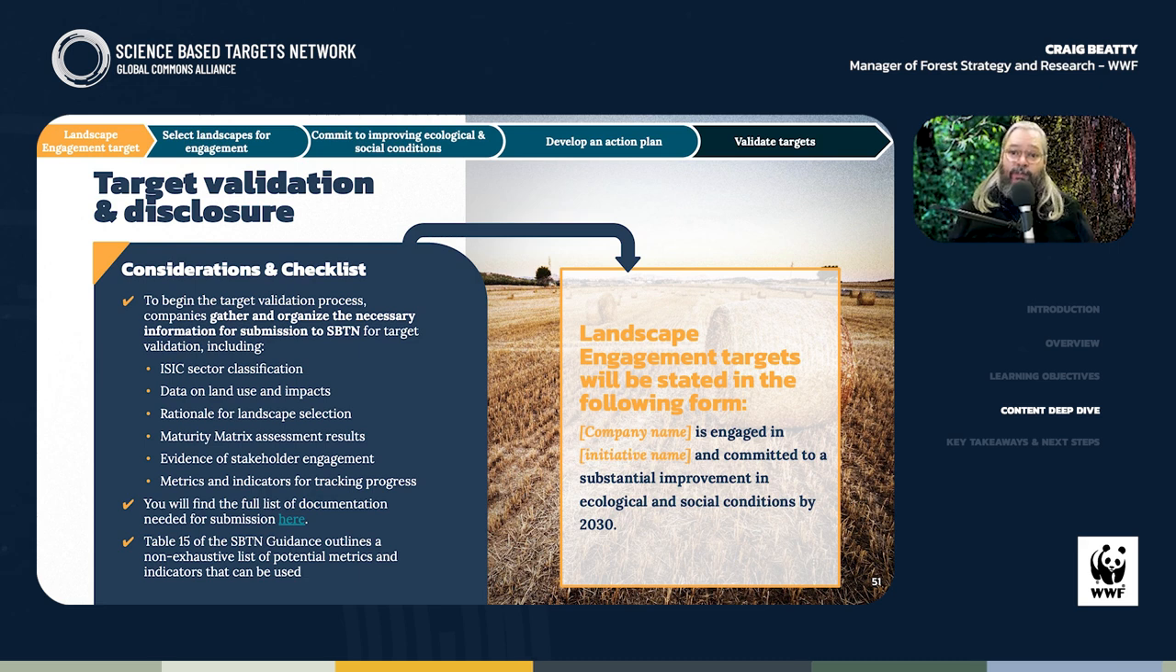You'll find some considerations for target validation of the landscape engagement target on this slide, such as some of the information companies are required to gather and submit to SBTN for validation. Later on in this deck, you'll find a fully detailed list of the required documentation. At the end of the process, your company's target should be stated in the following form. Company name is engaged in initiative name and committed to a substantial improvement in ecological and social conditions by 2030.